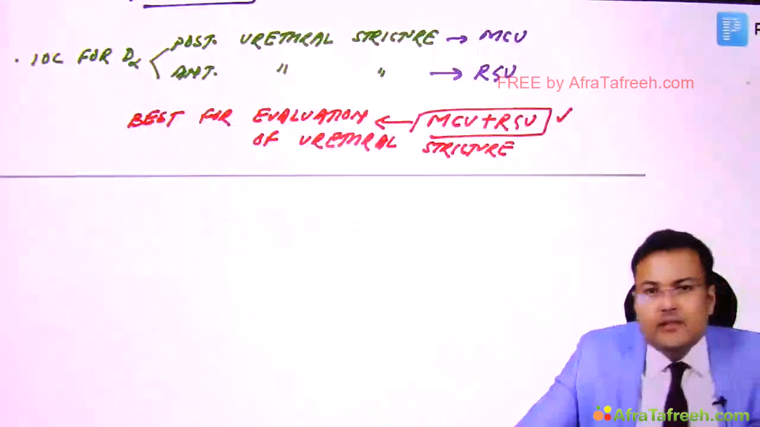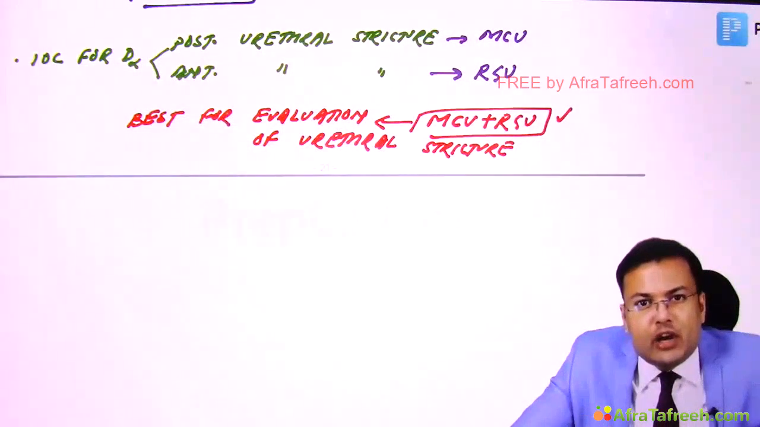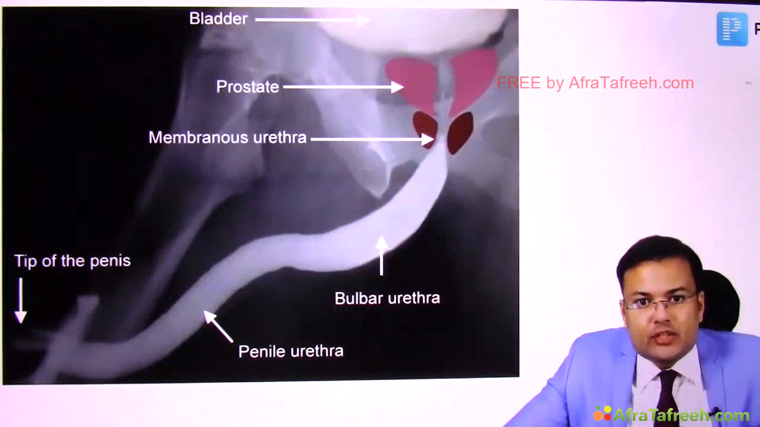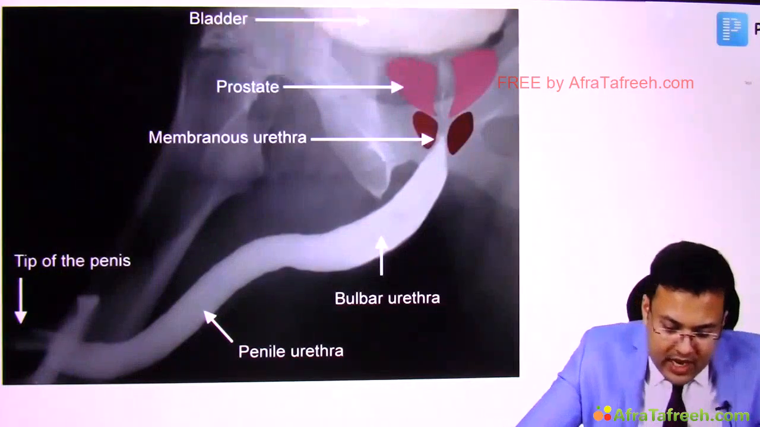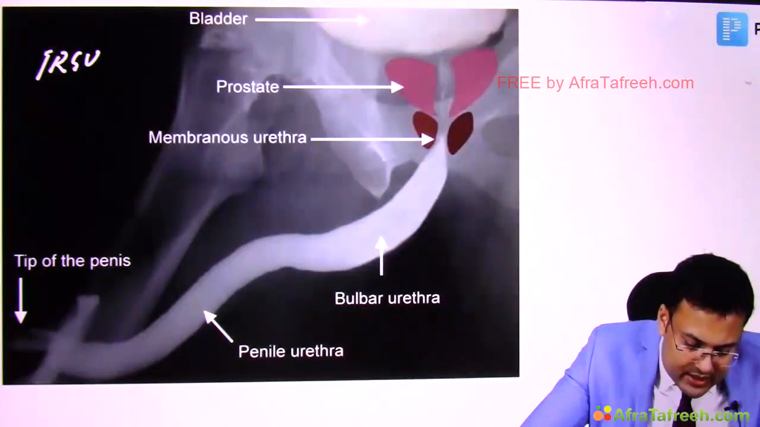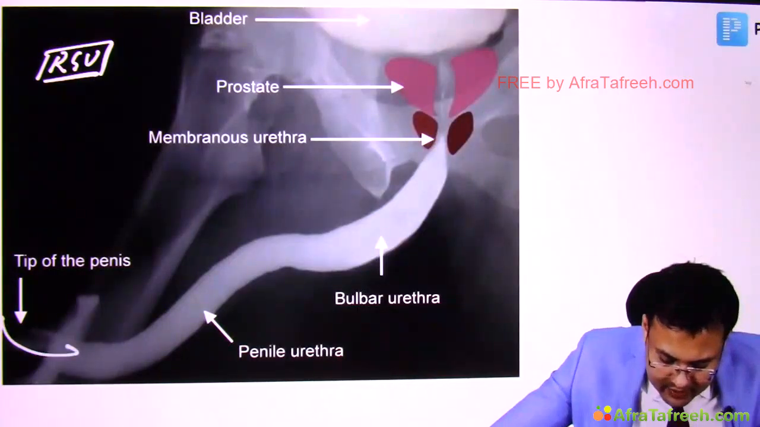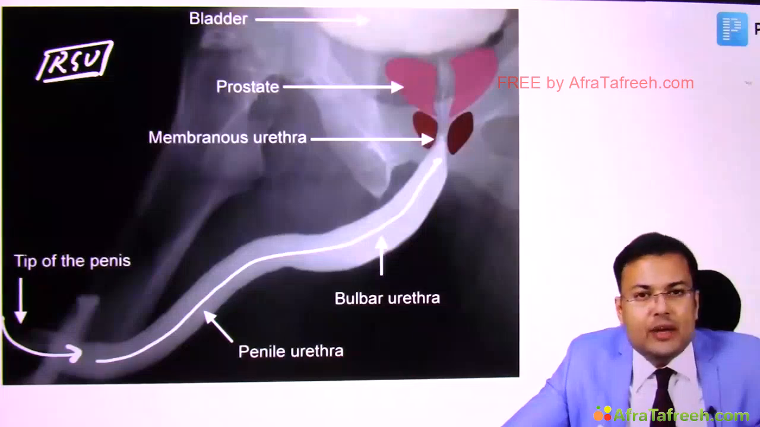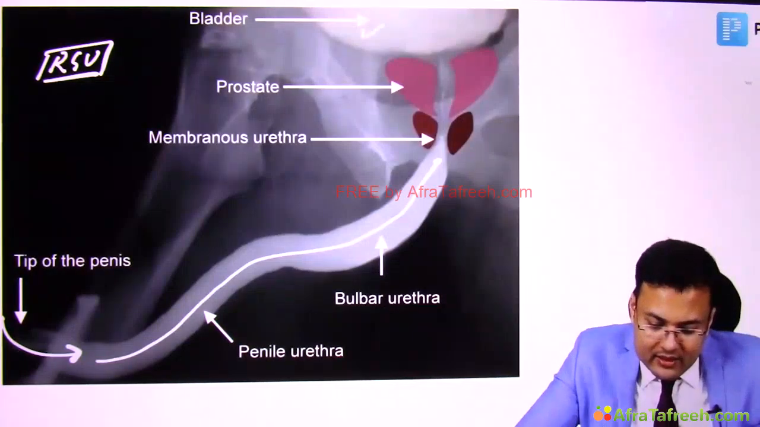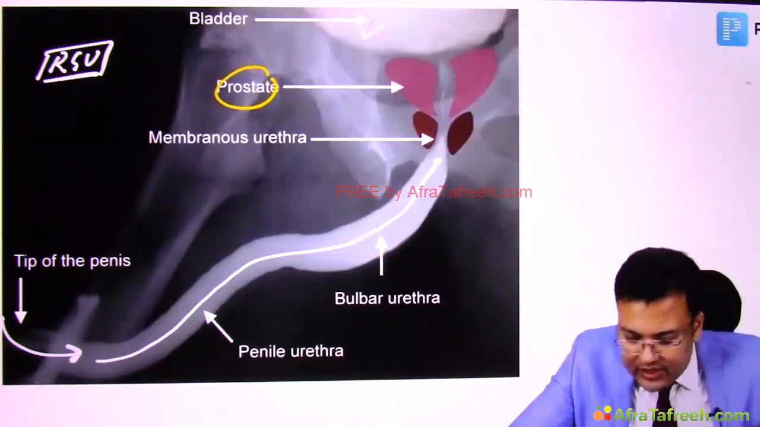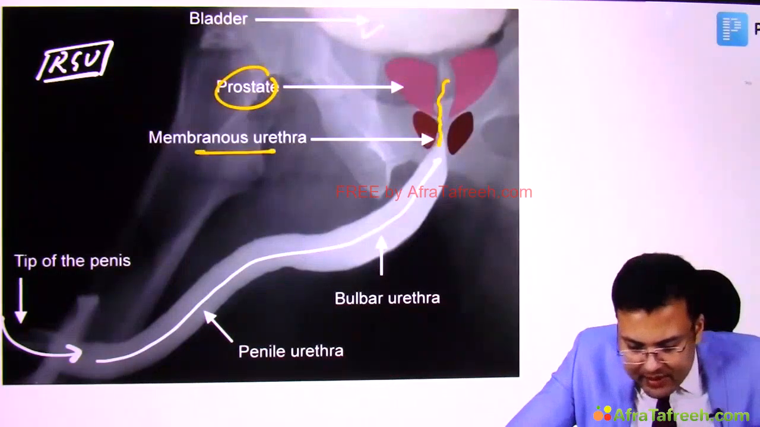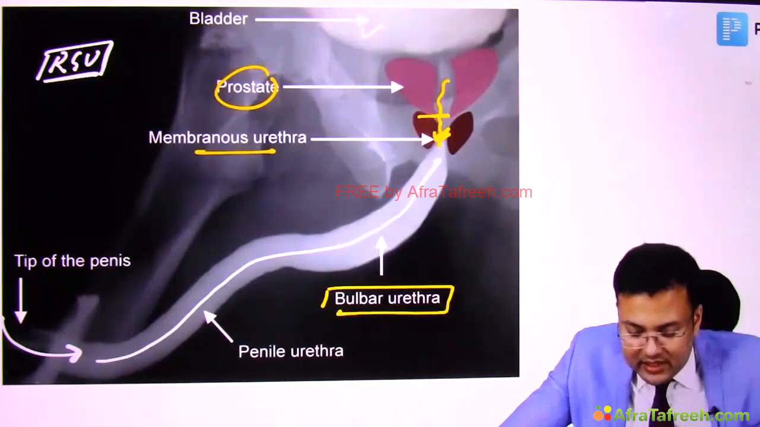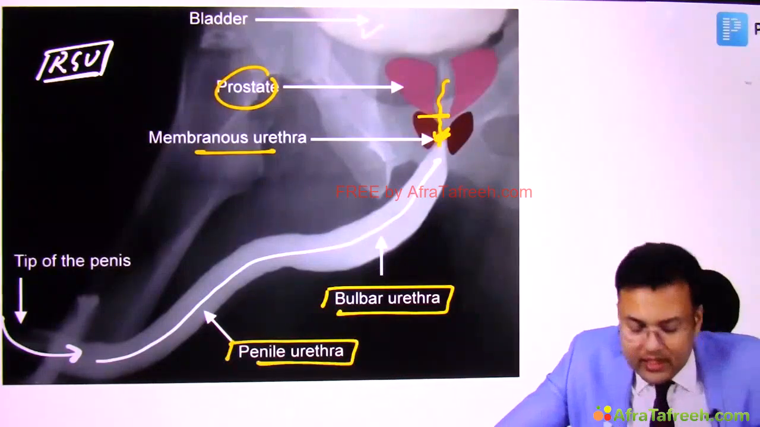Now see why. First have a look at RGU and MCU, how it looks. Nowadays image based questions are asked about RGU and MCU, that's why you have to see this picture. This is a picture of RGU. What happens in retrograde urethrogram? We are going to inject the dye from the tip of penis, and dye goes like this. So this is RGU, retrograde urethrogram, and here you can see this is bladder. Here you can see this is prostate, so this is prostatic urethra. This part is membranous, this is prostatic. You can see bulbar urethra, see the diameter, penile urethra, and this is the tip of penis.